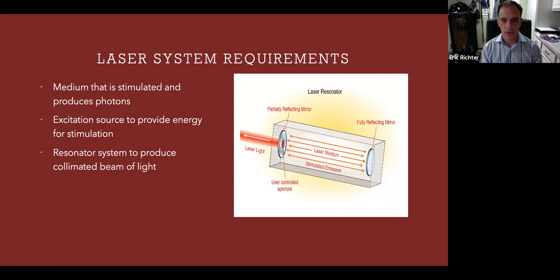And so this is a basic simplification of a diagram of a laser, of what's required. So you have to have an original energy source, which in our case is just the electrical power source. And that's the medium that is stimulated to produce the photons. Then there needs to be an excitation source to provide the energy for stimulation. And then what's called a resonator system to produce the collimated beam of light.